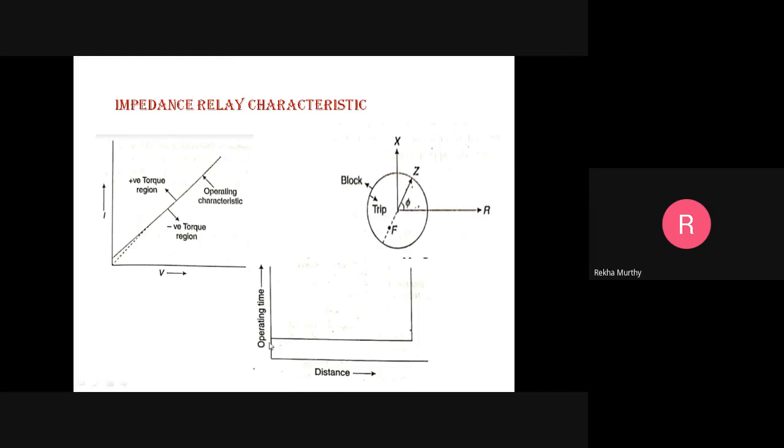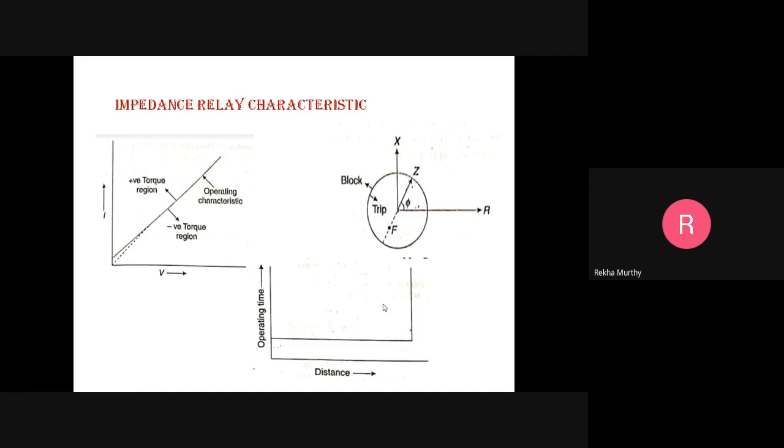Finally, this is a diagram with respect to distance and operating time. You can observe here the region where it is almost straight, which indicates the operating characteristic. This part indicates the negative torque region, which is the normal condition. When it goes to the positive torque region, the relay has to operate. So this is about the characteristics.